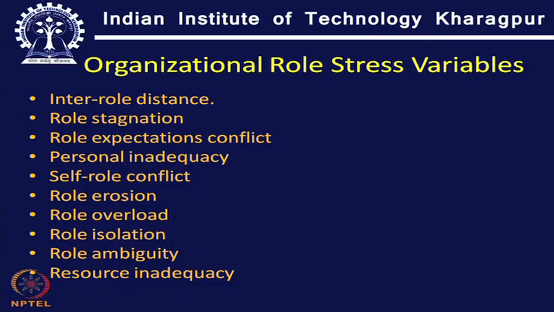Role erosion, again, is when you find the role is getting eroded, and maybe it will become extinct in the organization because it is getting replaced by so many other things. Role overload is when you have a single role and it gets overloaded with demands from different aspects. So, too many things to be performed under one heading leads to role overload. Role isolation is again when your role is isolated from the other roles in the organization, or it is not matching with your own expectations, then it leads to role isolation.